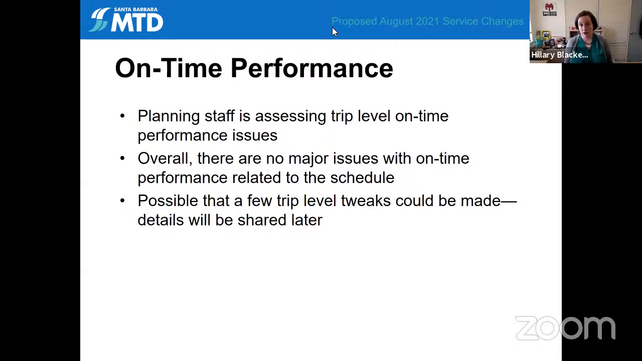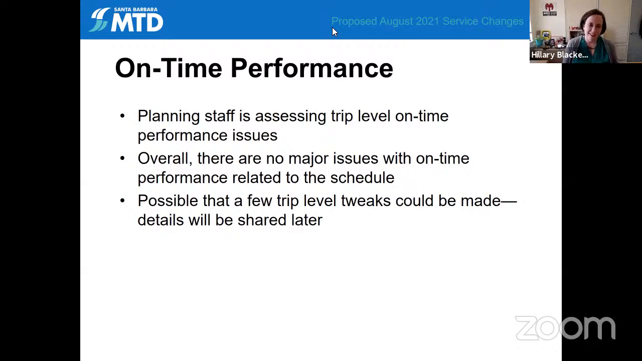We've done a lot of work over the past, like I said, about 5 years to get even very granular to adjust those schedules. And for the first time in anyone's memory in many years, we are not recommending any changes to fix on-time performance. So it's looking very good. It's something we track on a monthly basis, and we're really proud of that.